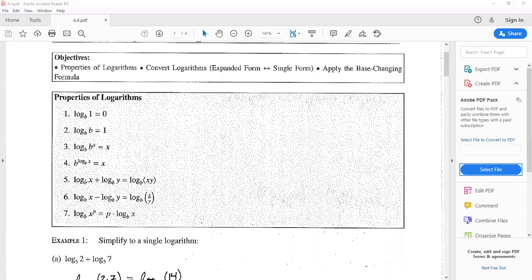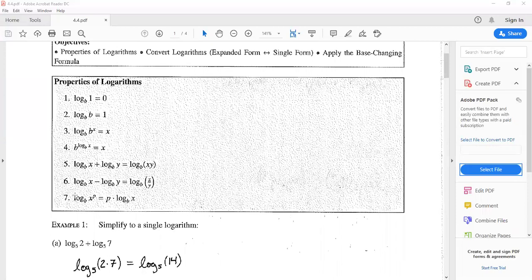Log base b of x plus log base b of y equals log base b of x times y. So the sum of two logarithms can be simplified to just one logarithm of the product of the numbers whose logarithms were taken in the sum. And similarly, log base b of x minus log base b of y will be just log base b of x divided by y. So differences of logs turn into logs of fractions.